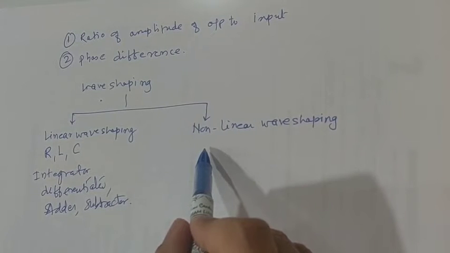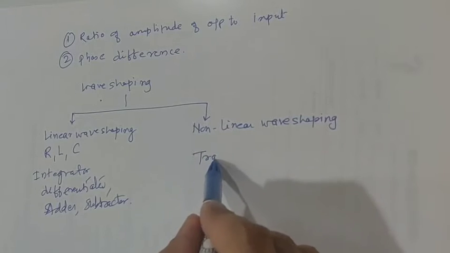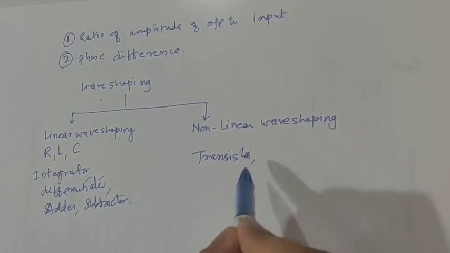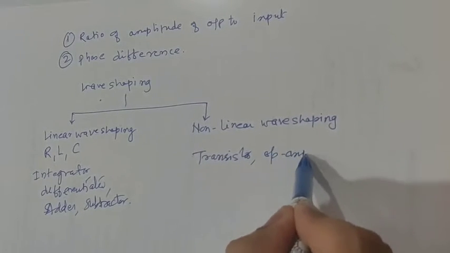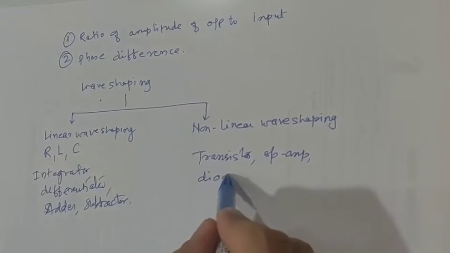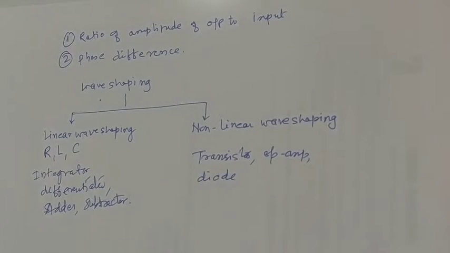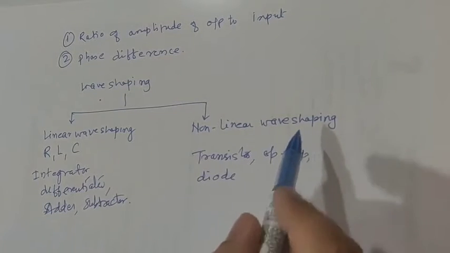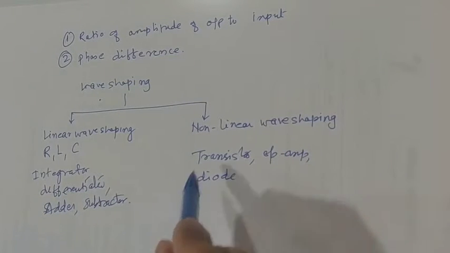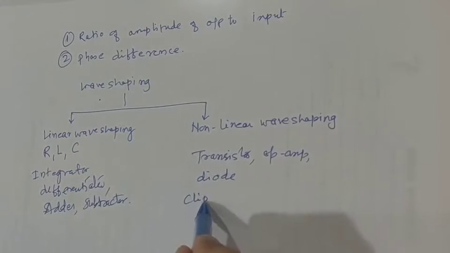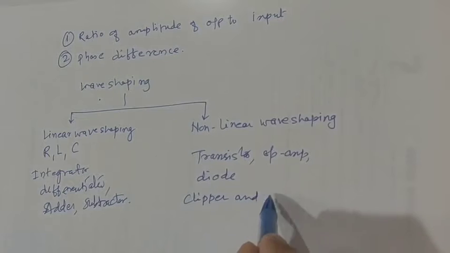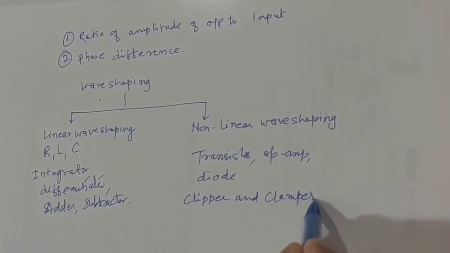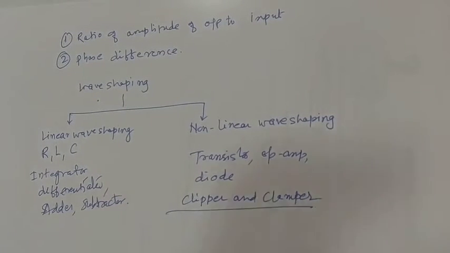And if I am talking about non-linear wave shaping, if your signal is passed through such a network which comprises non-linear devices such as transistor, op-amp or a diode, that particular circuit will be called a non-linear wave shaping circuit. And the main applications of these non-linear wave shaping circuits are clipper and clamper. These two applications we will find.